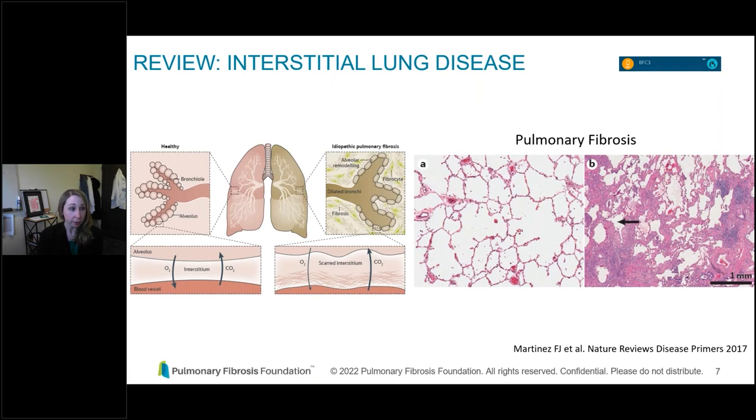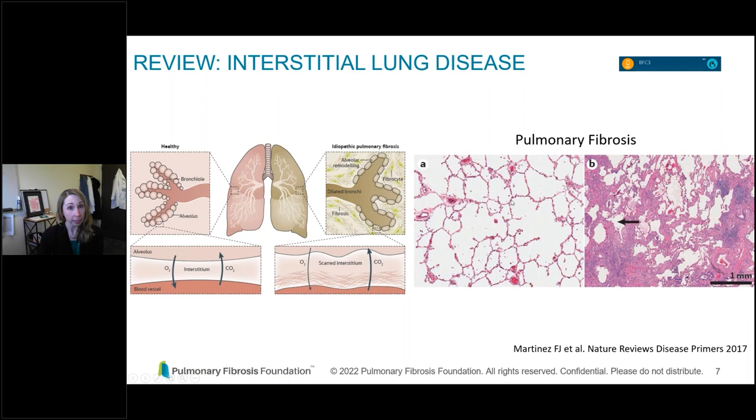Here is a bit of a review in terms of thinking about physiology in the lung. So on the left of the screen here, there's a healthy lung. You can see the airway, the bronchiole, and these little round air sacs, the alveoli. So what happens is oxygen goes from the alveolus, the air sac, across tissue, which is the interstitium, and then into the blood vessels. On the right, this is a drawing of someone with idiopathic pulmonary fibrosis, where you can see there's a thicker kind of scarred interstitium there. And so it's harder for oxygen to transfer.